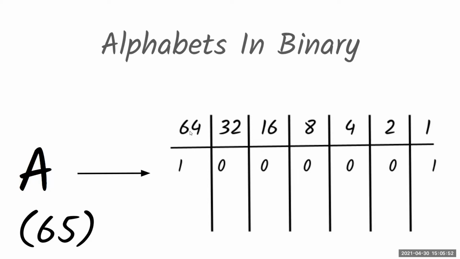So now that I'm here, it's almost like how we did it for the number 3. You need to do some simple addition. So we would put a 1 under the 64 column, and then a 1 under the ones column, because 64 plus 1 equals 65.